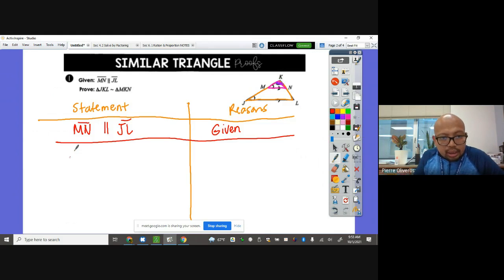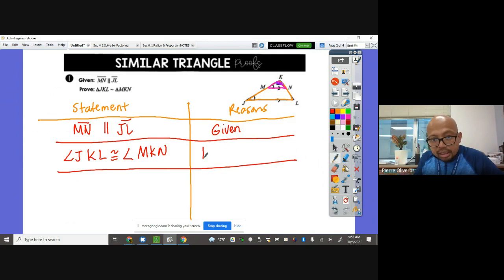So we can say that angle JKL is congruent to angle MKN. What's the reason there? That is the reflexive property, because it is equal to itself, right?